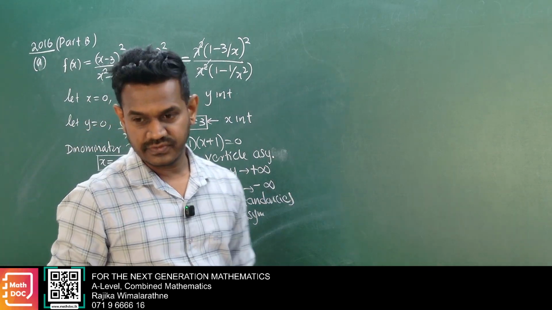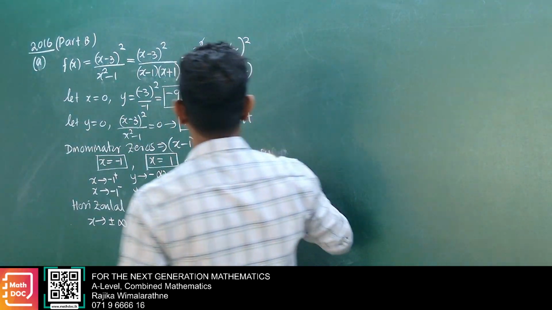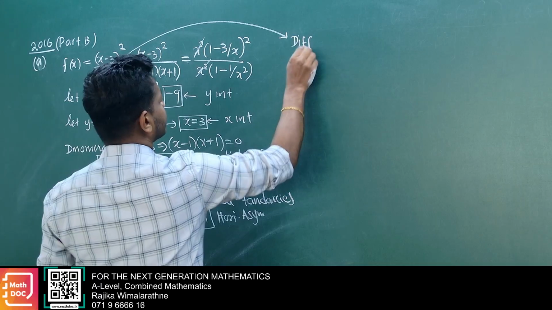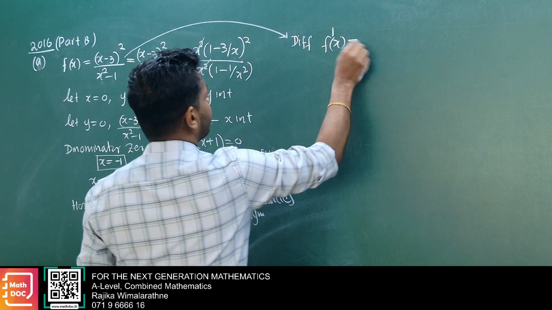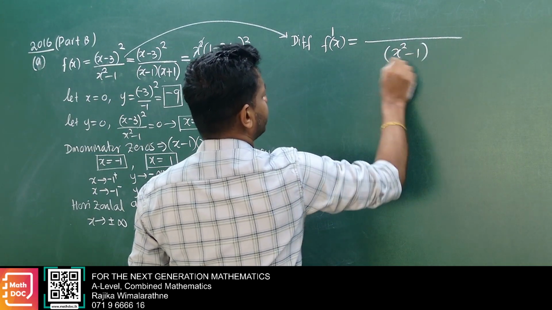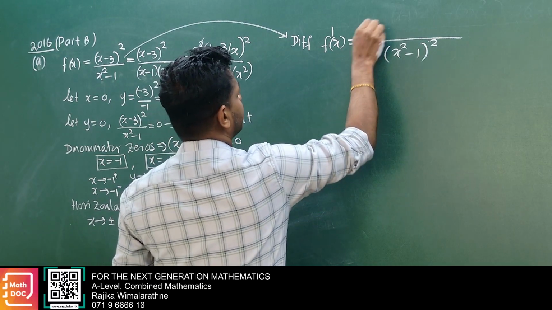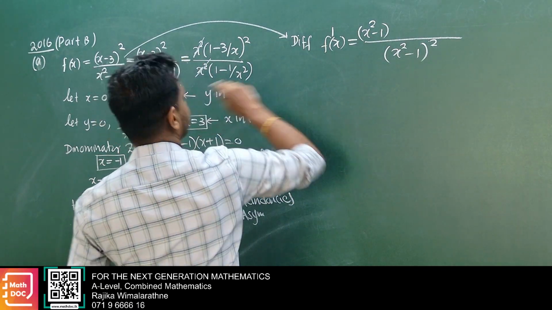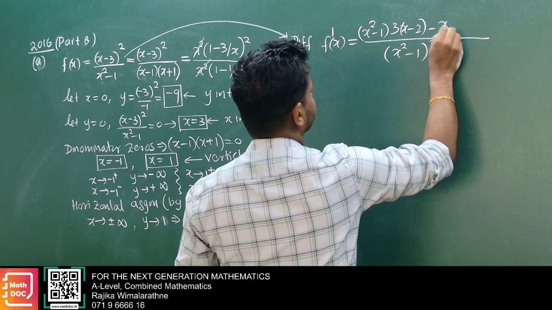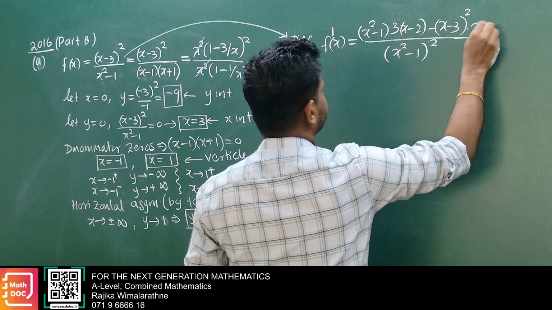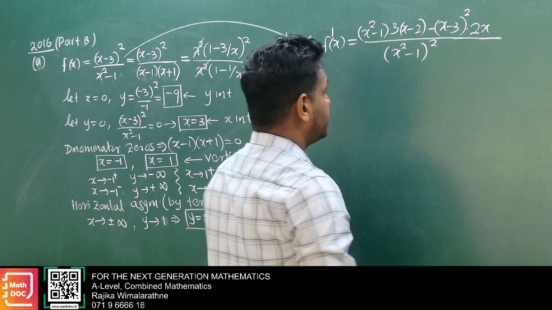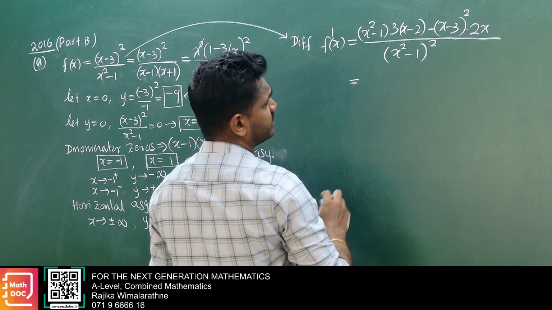Thereafter, we need to differentiate the function. Then you differentiate this function and find f dash x. Then we have the denominator squared, then denominator times derivative of numerator, 2 times (x minus 3), minus numerator times derivative of denominator. Here it is. Okay. Now you need to simplify.